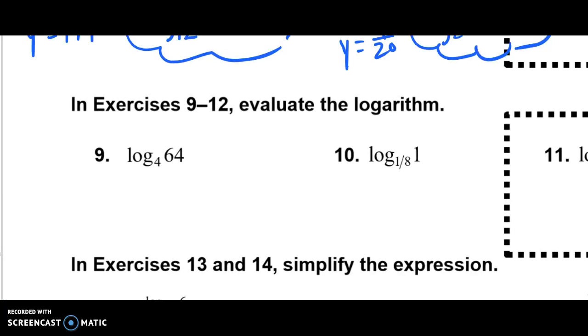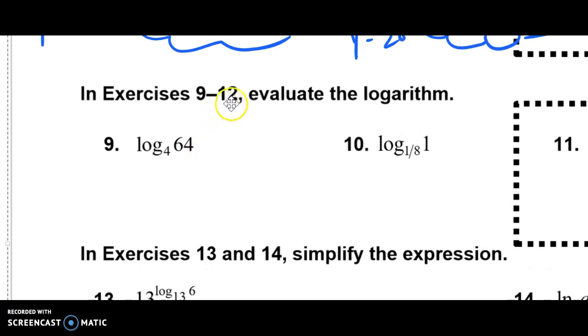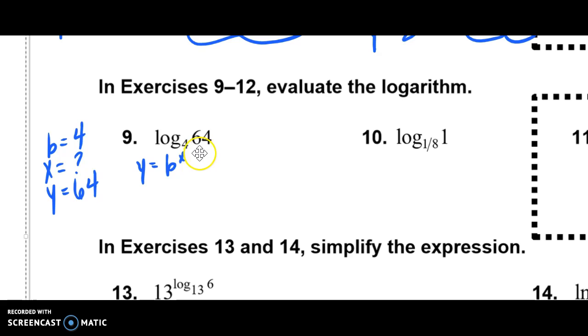For 9 through 12, we need to evaluate the logarithm. You can do this by rewriting the logarithm into exponential form, so what we did for number 1 through 4. Let's go ahead and do that. So for number 9, we know that the base is 4, we don't know what x is, and we know what y is, 64. So let's go ahead and rewrite it. The only x that we can plug in here to give us 64 would be x equals 3. And you can check that on your calculator.